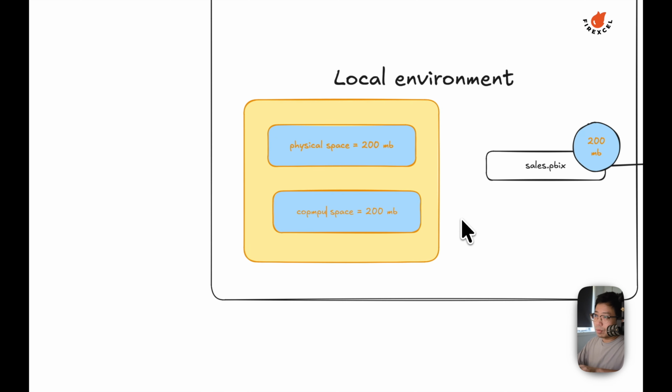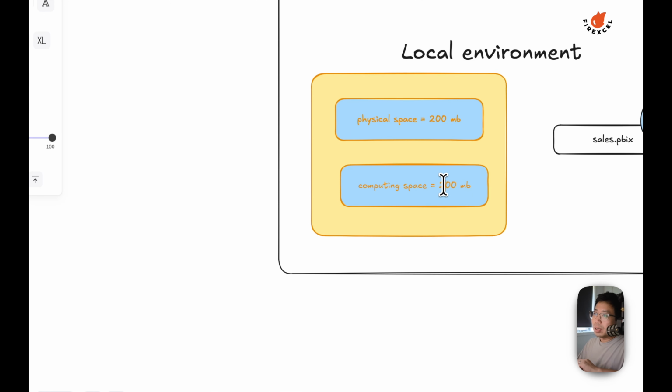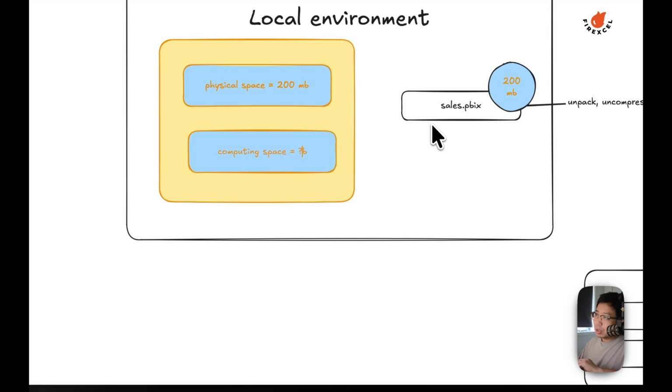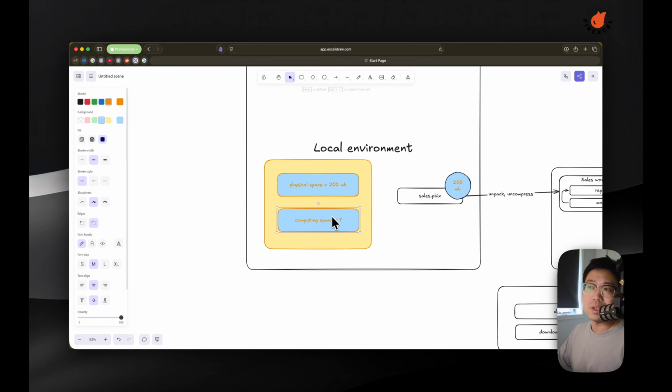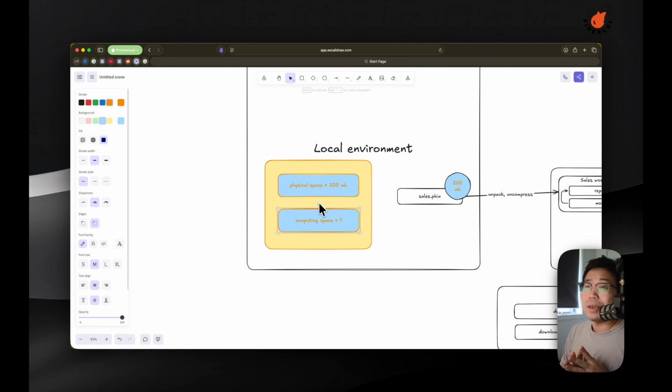The other one is what we call computing space. Computing space is a question mark. Why is computing needed? Physical space is just a placeholder for your physical shape, 200 megabytes. If this is less than 200 megabytes, you cannot save this file. So 200 megabytes is the physical space.